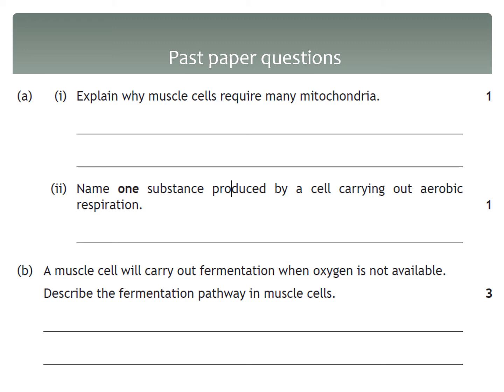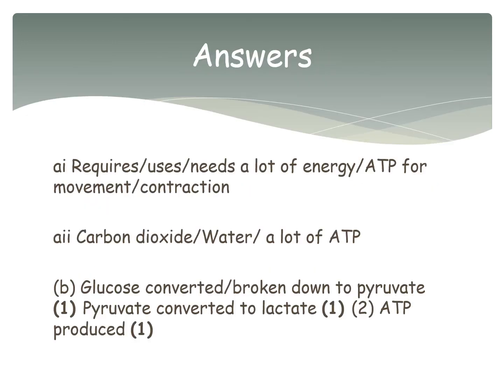So if you want to pause the video and try to answer the questions, if you're struggling, you'll need to go back to the start of this video tutorial. So the answers to these questions are that your muscle cell requires a lot of energy, it's got a high energy demand, so it needs ATP for movement and contraction, so that's why it contains lots of mitochondria. For the second question, your products of aerobic respiration are carbon dioxide, water, and lots of ATP. You only needed to mention one of them.